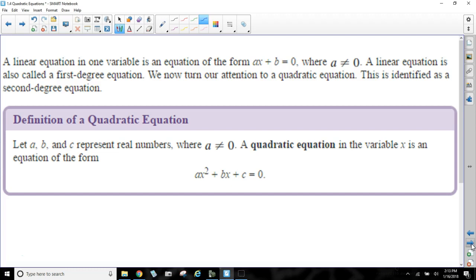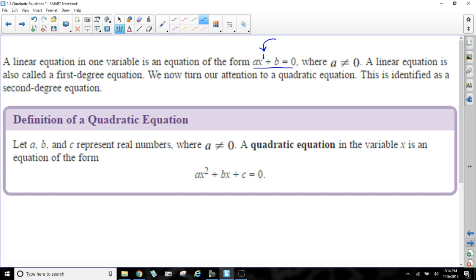Recall that a linear equation in one variable is an equation of the form ax to the first, understood here, plus b equals 0. These are first degree equations because the highest exponent on the variable is a 1. Now, for quadratic equations, our highest degree exponent is going to be a 2.